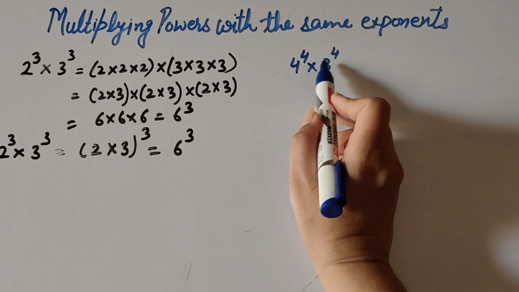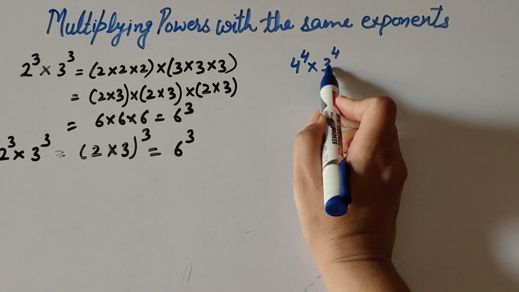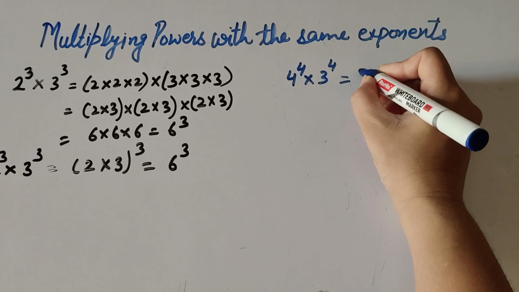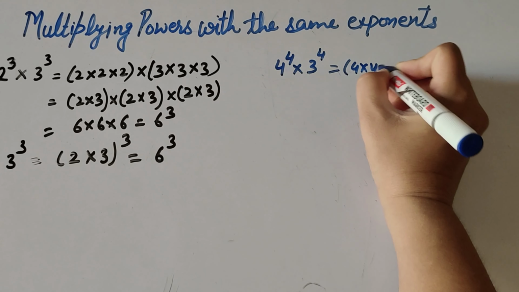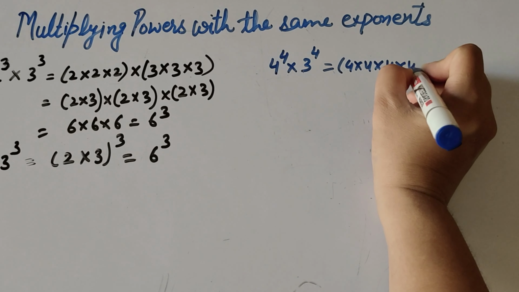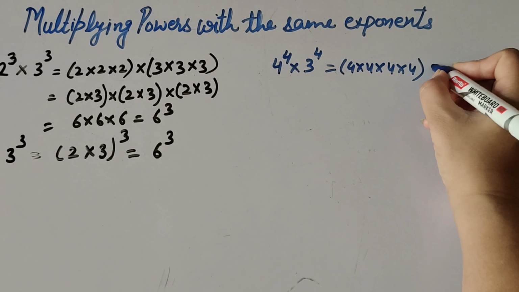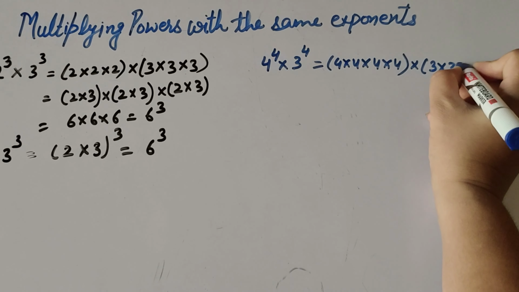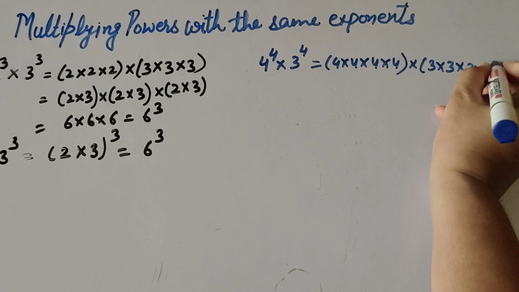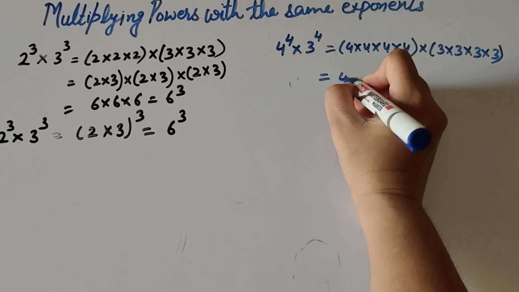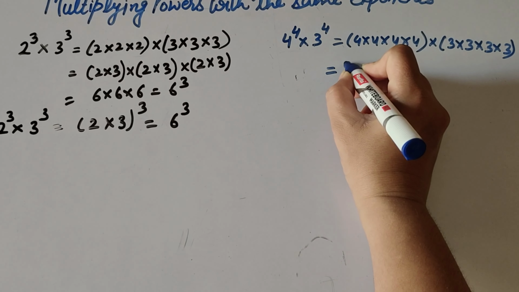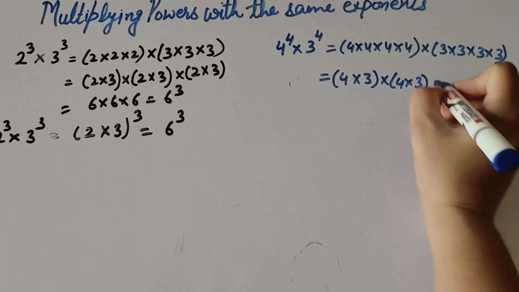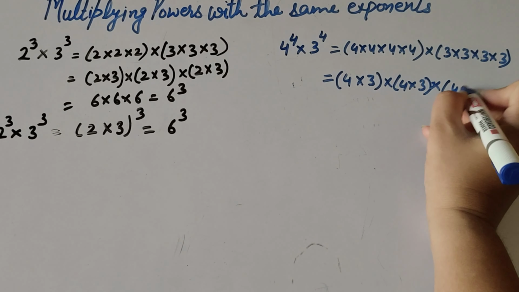4 raised to power 4 is repeated multiplication of 4, 4 times, and 3 raised to power 4 is repeated multiplication of 3, 4 times. So we write it as 4 multiply 4 multiply 4 multiply 4, and 3 multiply 3 multiply 3 multiply 3. So we write it as 4 multiply 3 multiply 4 multiply 3. We make the grouping of 4 and 3.